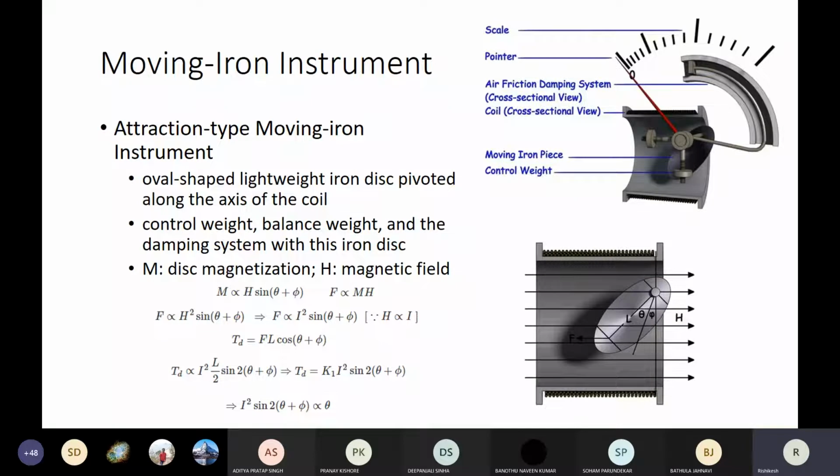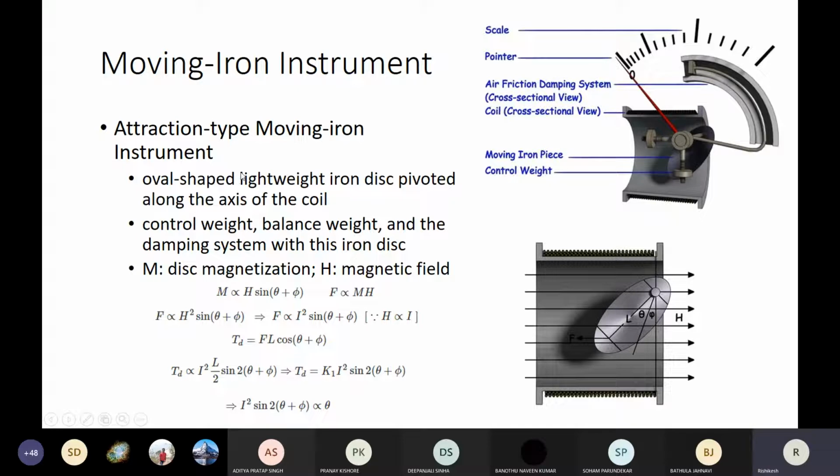Okay. In the case of PMMC, we have seen how a magnet is utilized to create a magnetic field within which a coil rotates depending on the amount of magnetic field which is generated once the current passes through the coil, right? So a similar type of arrangement is there in the case of the moving iron instrument. The schematic of that is shown here in this figure. As you can see, it is of two types. One is the attraction type moving iron instrument, the other is the repulsion type moving iron instrument.